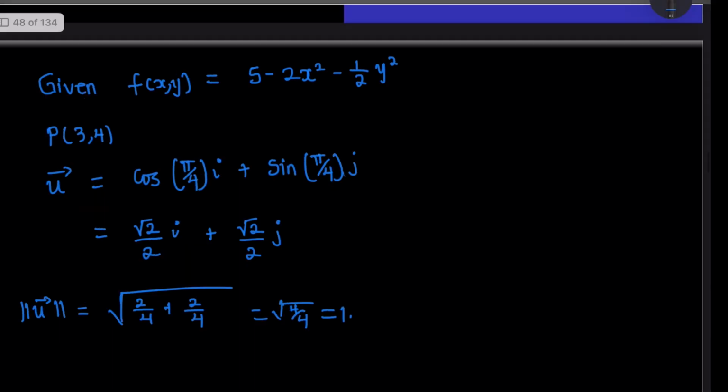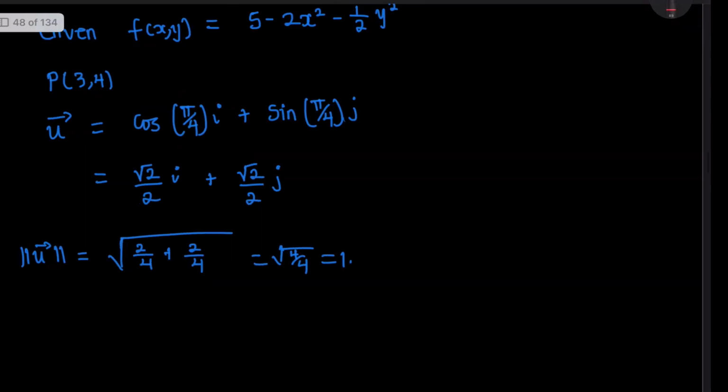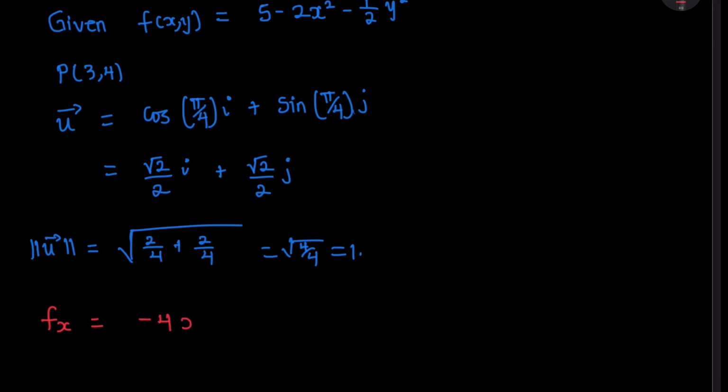So here we need to find the partial of f with respect to x and partial of f with respect to y. So we are going to have partial of f with respect to x being given as minus 4x, and partial of f with respect to y given as minus 1/2 times 2 times y, and that's minus y.